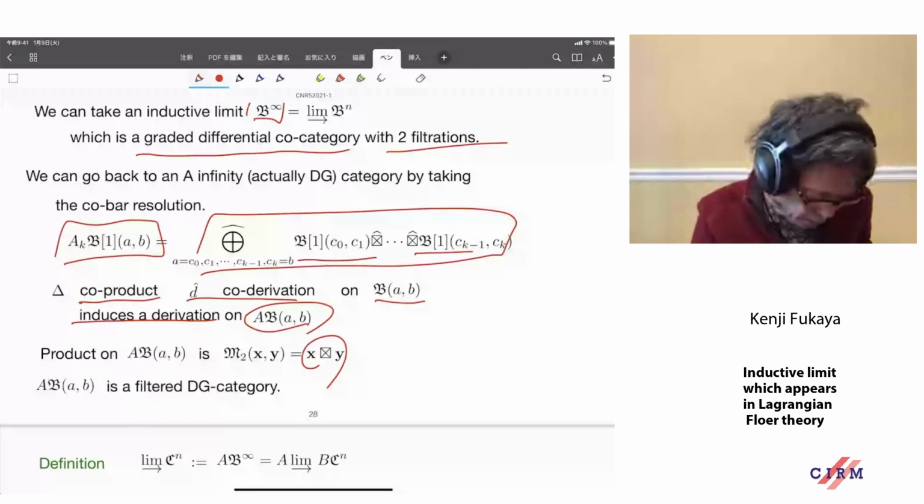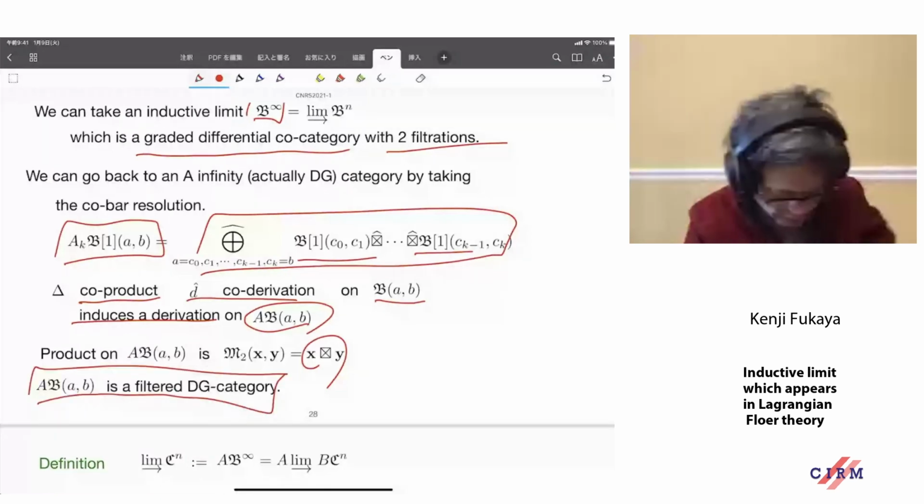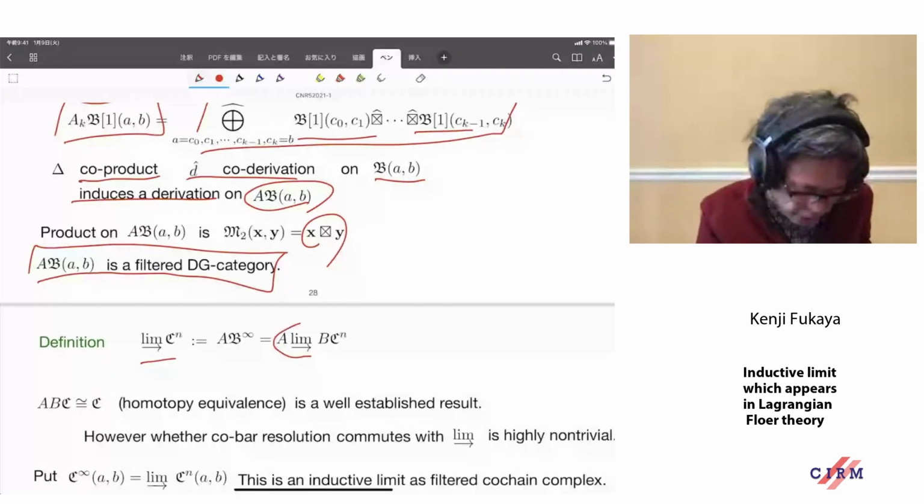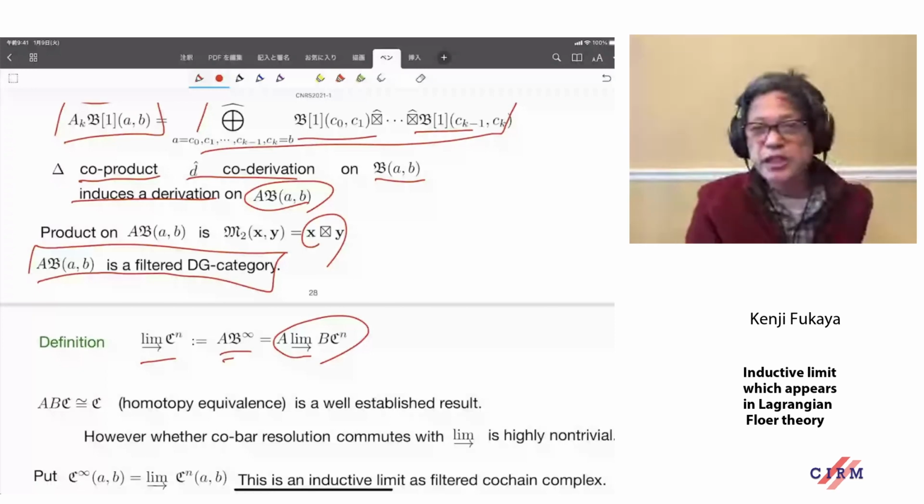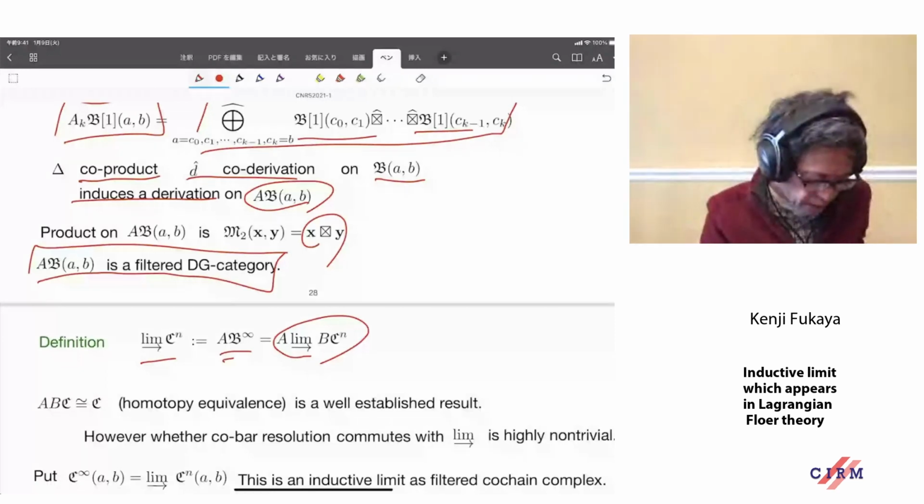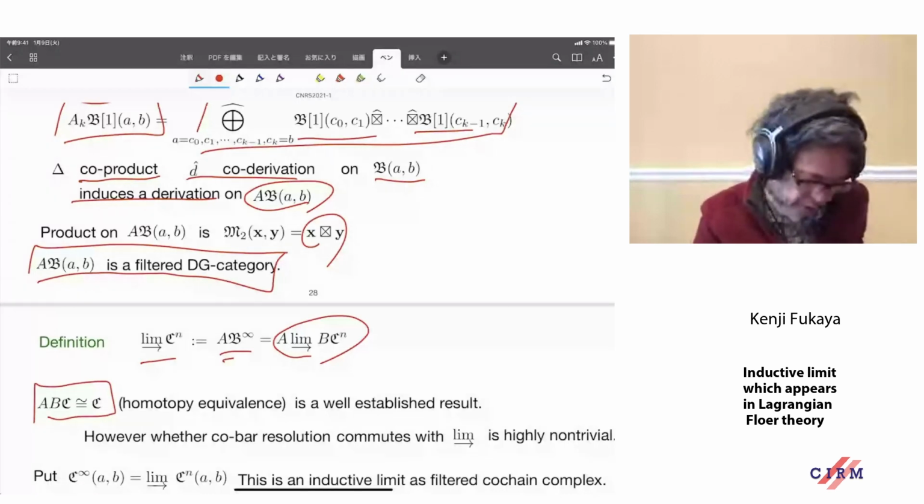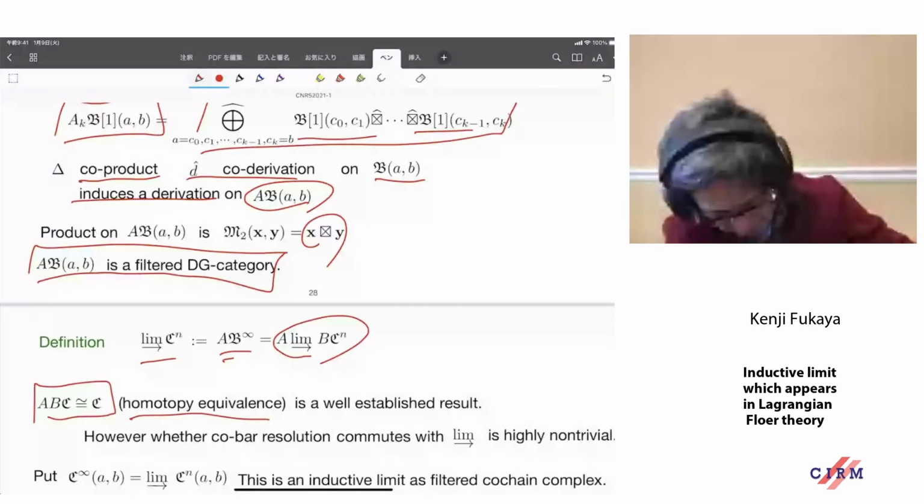And this co-bar resolution is a filtered DG category. I just define that inductive limit to be the co-bar resolution of the inductive limit of bar constructions. You can see some references in homological algebra. If you have a DG category and take the bar and co-bar construction, it is homotopy equivalent to the original thing. This is a well-known and well-established result.